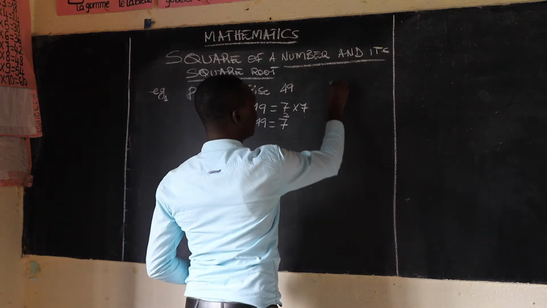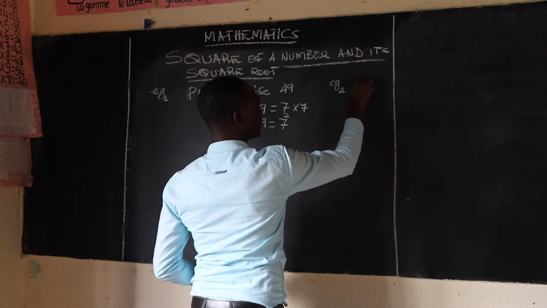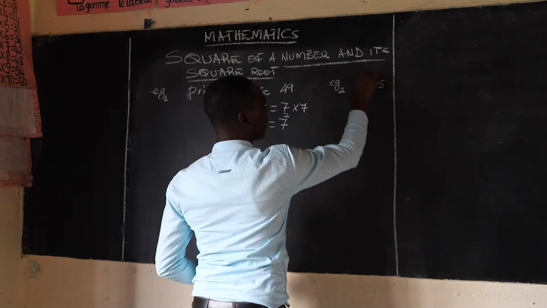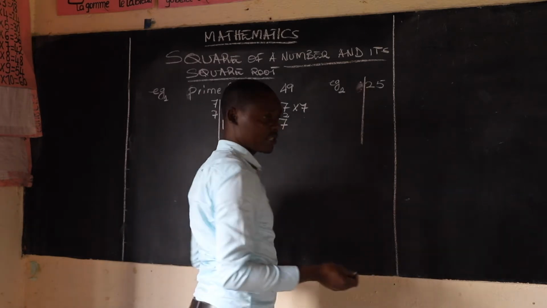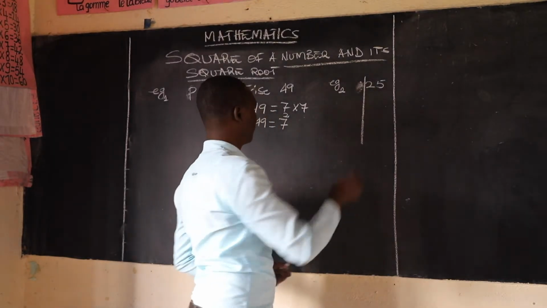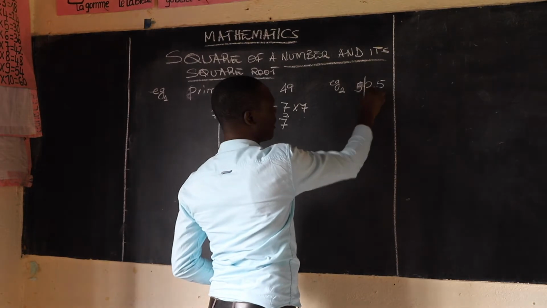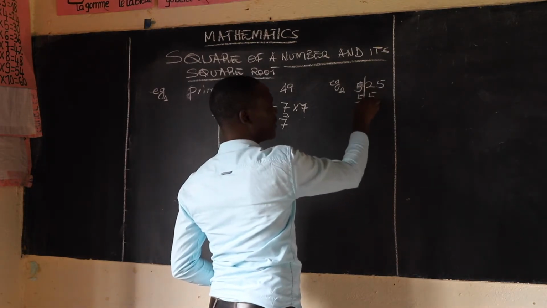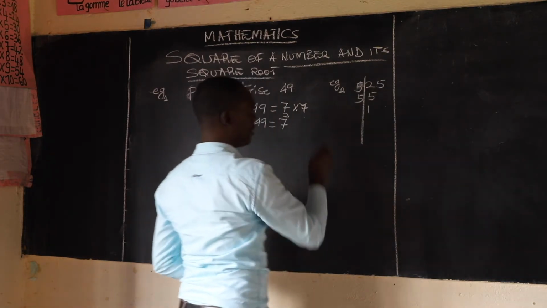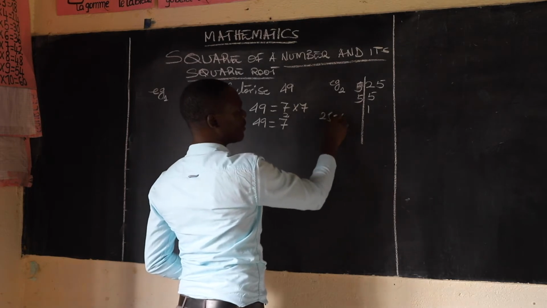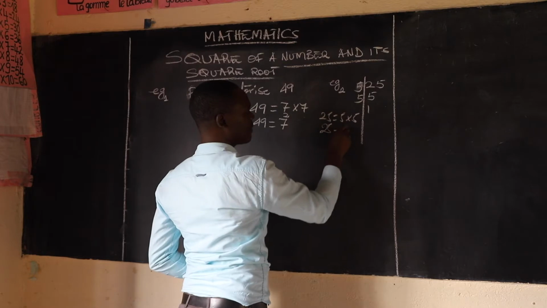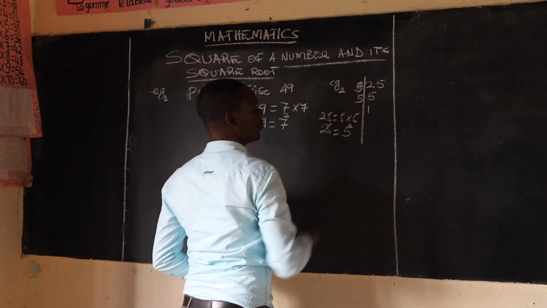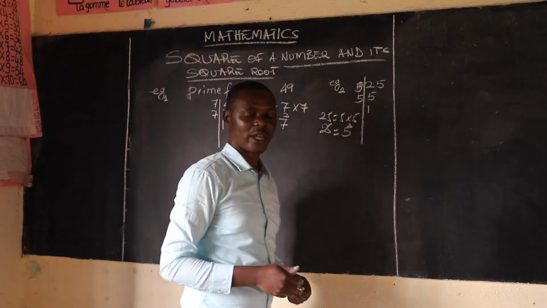Example number 2. Let's have 25. We prime factorize it. 25, 2 cannot, 3 cannot, but 5 can. 25 divided by 5 is 5, 5 divided by 5 is 1. Now our 25 equals 5 times 5. Our 25 equals 5 power 2, or 5 squared.